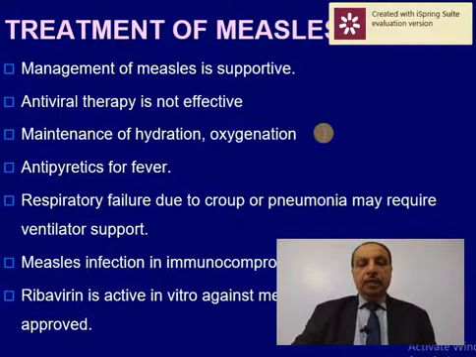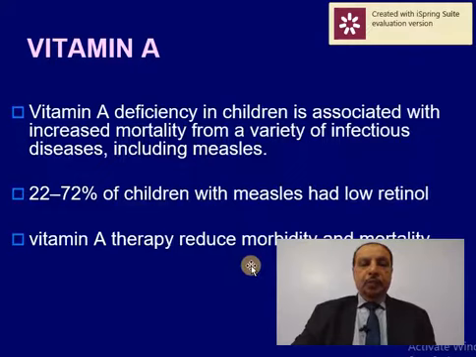Measles infection in an immunocompromised patient is lethal, as we mentioned before. Ribavirin was active in vitro against measles virus, but not approved as a treatment. One of the most important treatments is vitamin A.